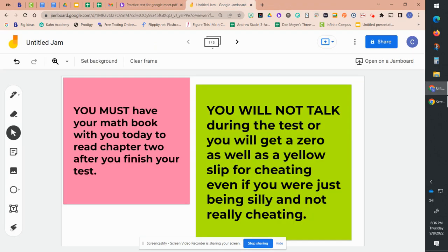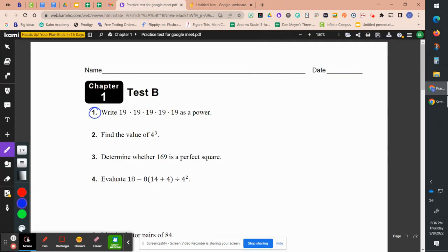Okay, we are going to have 19 times 19 times 19 times 19 times 19 as a power. It doesn't say to solve it, it just says to write it as a power. So I'm going to write my 19 as my base and my 5 as my exponent. Okay, there is the power, 19 to the 5th power.